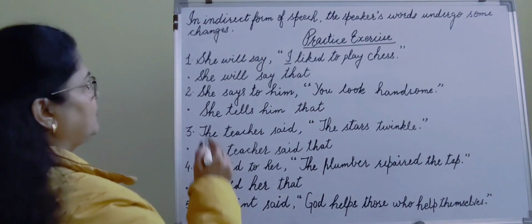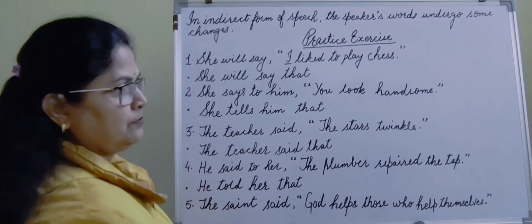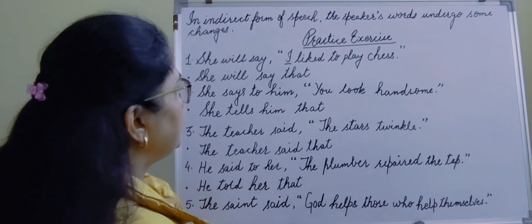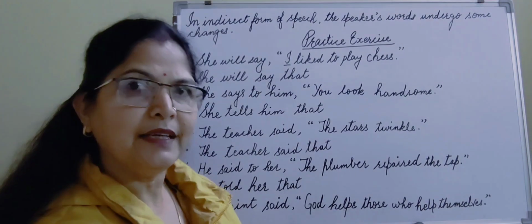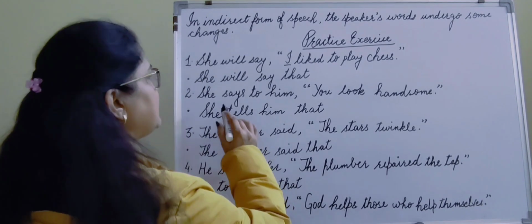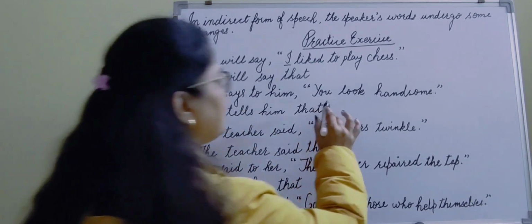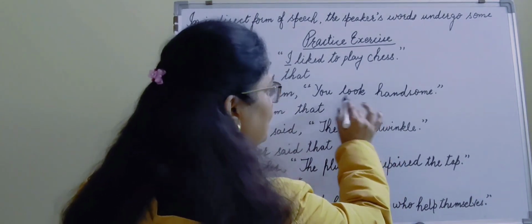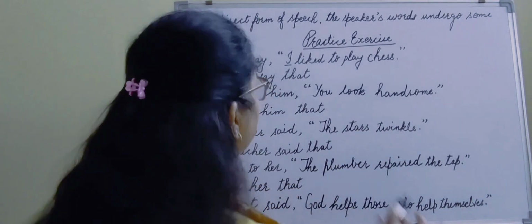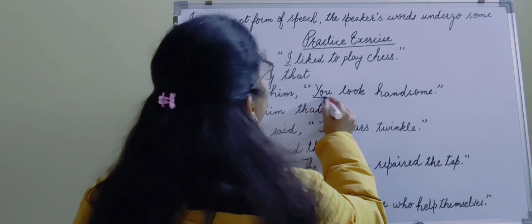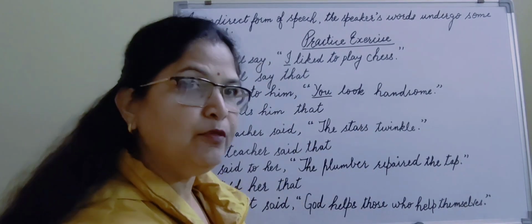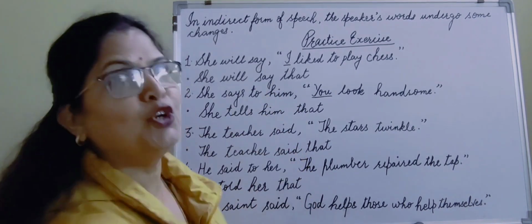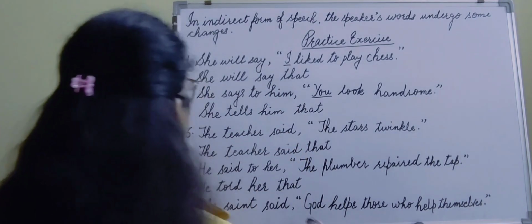Second question. She says to him, you look handsome. Here in this sentence, the reporting verb is in present tense. So the tense of the reported speech is not going to change. It will remain in present tense only. But here you see you, which is second person, will change according to the object of the reporting verb, and the object is him. So you change it.